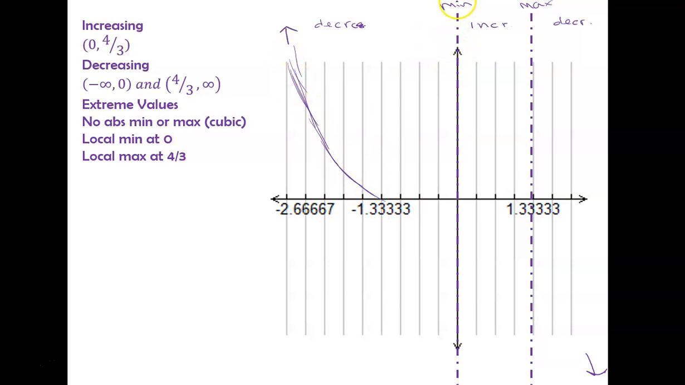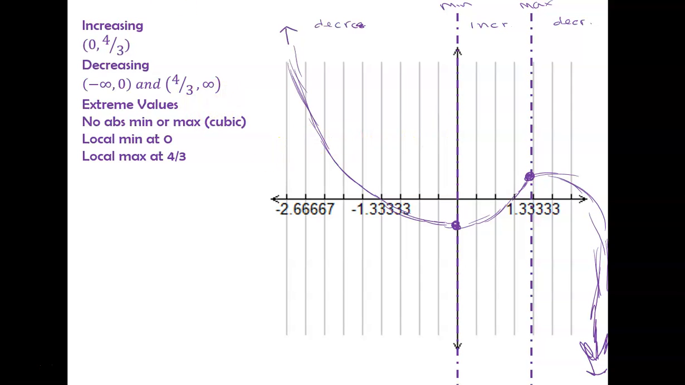Once I get to this line, I need to hit a minimum. So notice I'm curving to hit a minimum. Now I need to increase for a while. I need to hit a maximum. And then I need to decrease forever. Notice this is a very rough sketch.